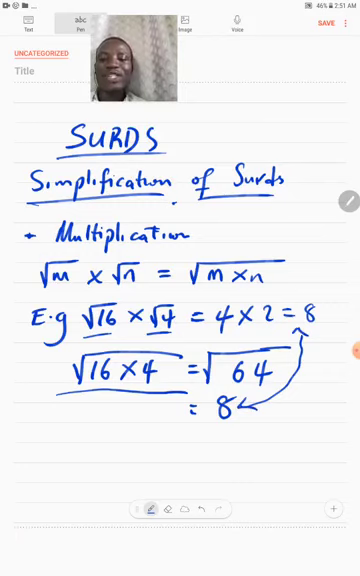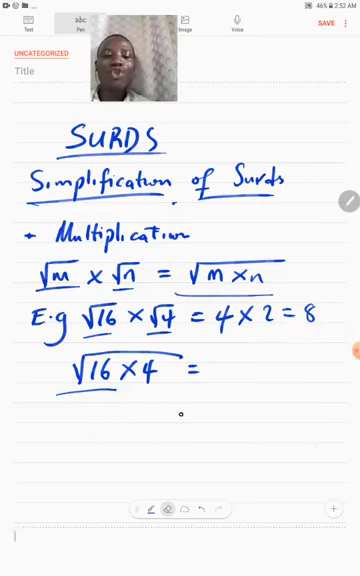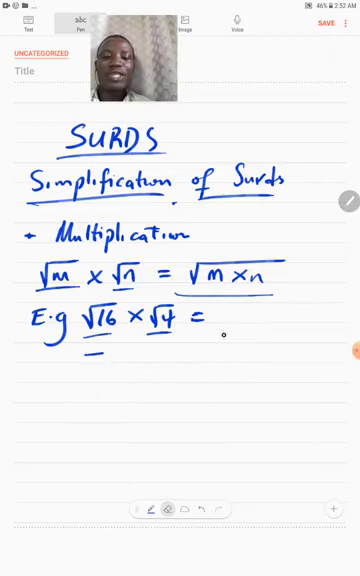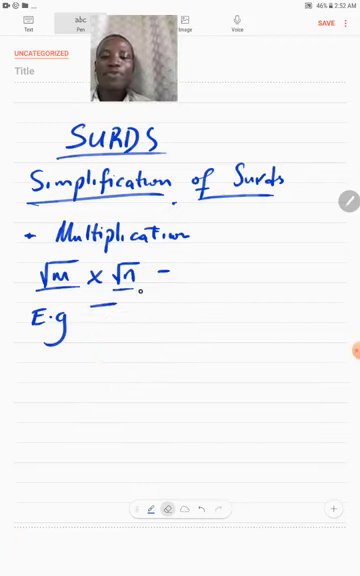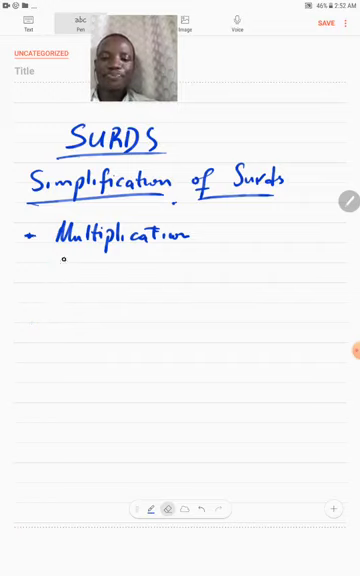Hence, we establish that root m multiplied by root n equals all root m times n. So this is what we established when it comes to multiplication. The same thing we can also prove for division. So let's briefly look at that also.